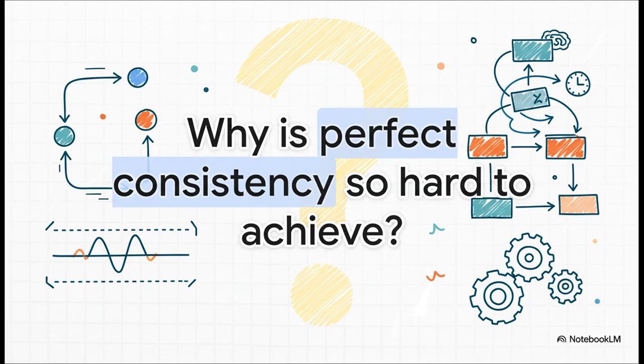But first, let's start with a really basic question. Why is it so hard to keep things perfectly stable in the first place? I mean, whether we're talking about the temperature in your house or a massive chemical reactor, things are constantly getting pushed and pulled by outside forces. So how do we fight back against all that chaos?